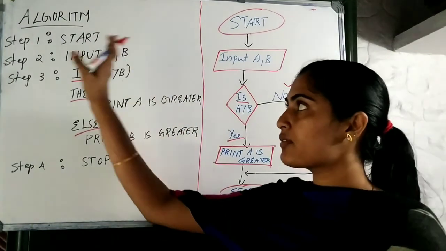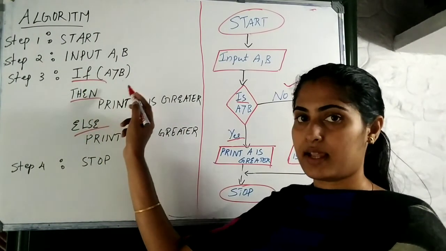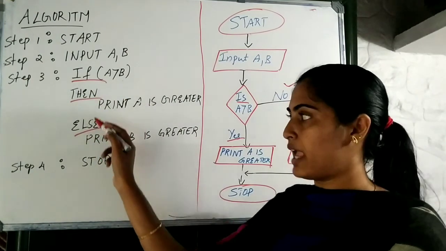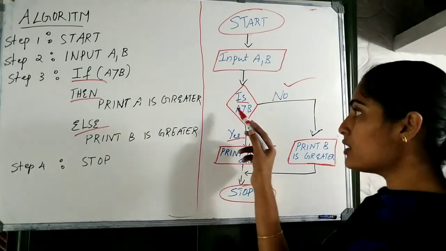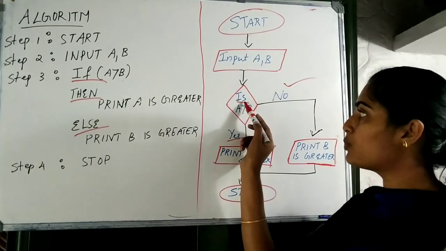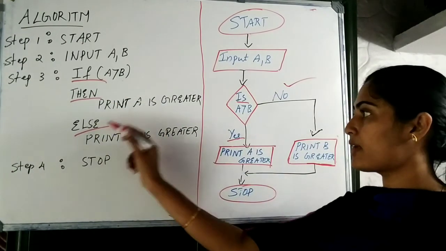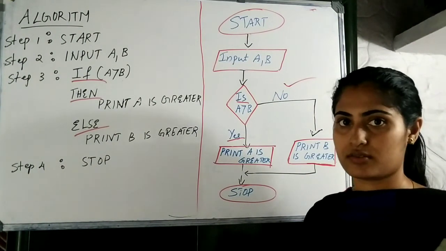Whenever we write an algorithm, we write the condition like if A greater than B, then we'll be using the words then, else, etc. But when we come to the flowchart, instead of if, we will write the word is. Instead of then, we'll write the word yes. Instead of else, we'll write the word no. Okay, you should remember this also.